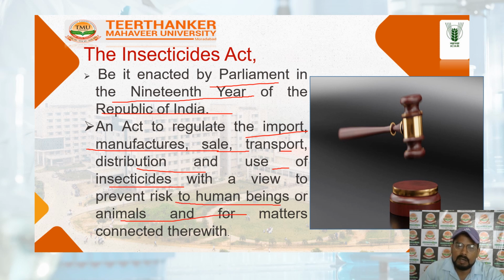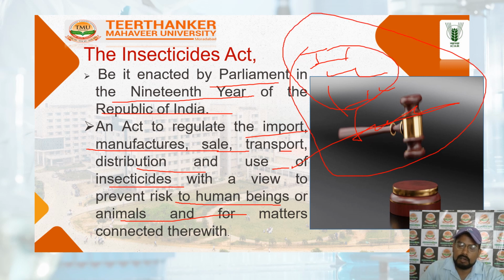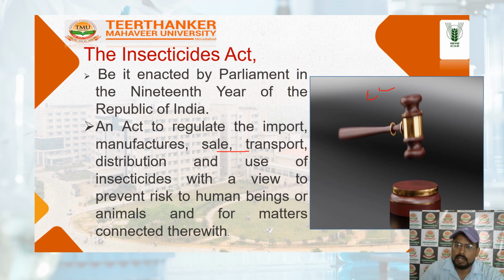There are similar acts, like the Insecticide Act, Fungicide Act, Herbicide Act, and the FCO, the Fertilizer Control Order, and the Food Control Orders. These are the parameters the government decided on to maintain the quality of products and protect against hazards.